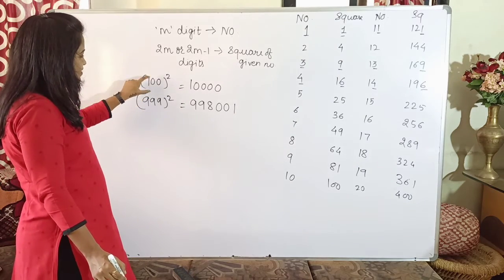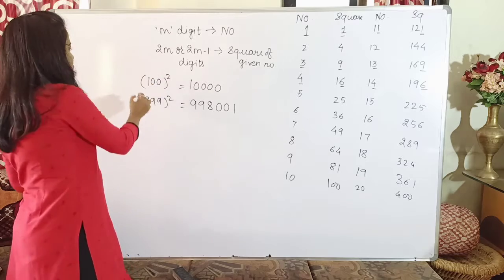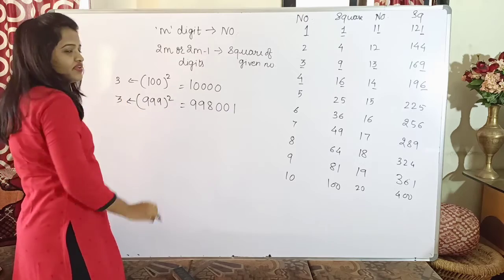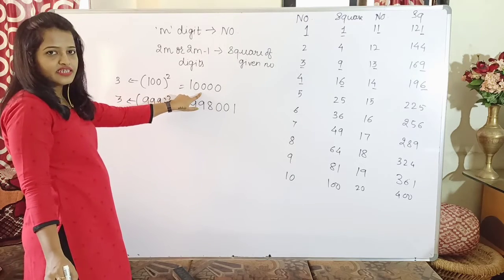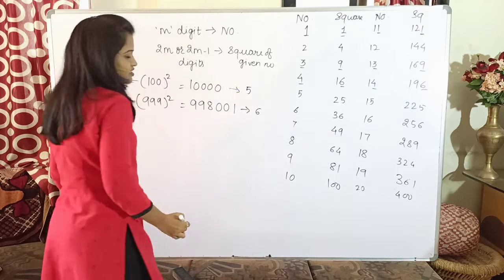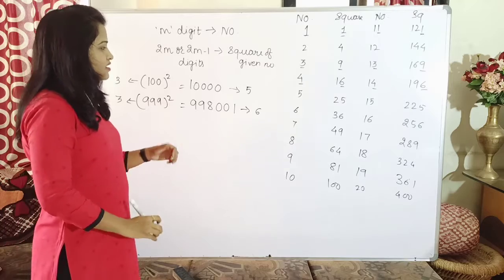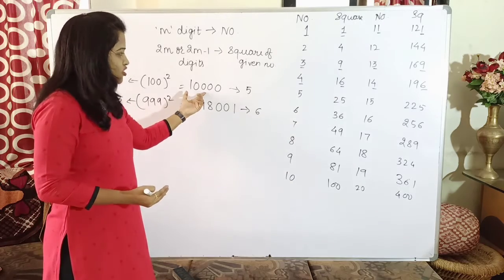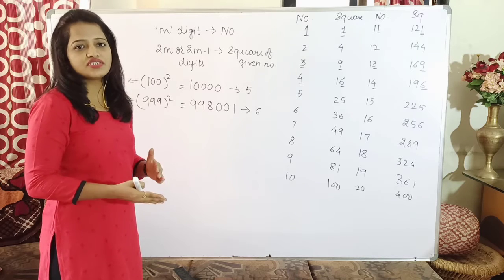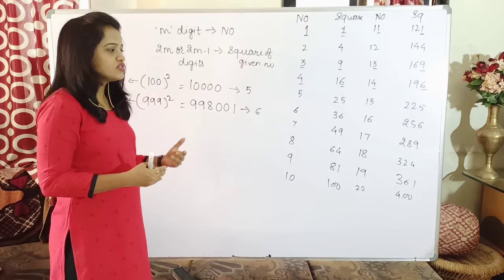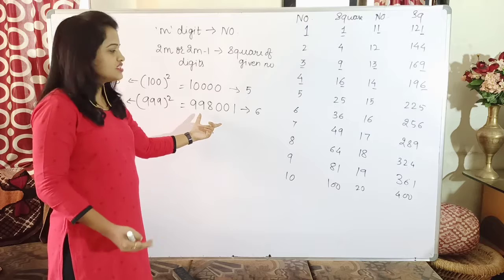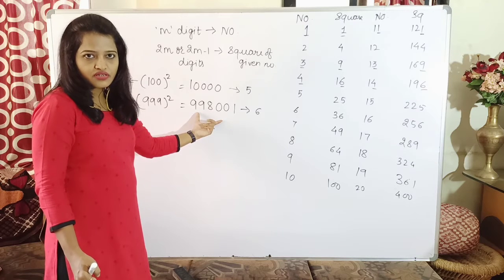Okay, now coming back to our property. How many digits are they having? This is the smallest 3-digit number, so it is having 3 digits, and this is the largest 3-digit number, so it is also having 3 digits. How many digits are there in its square? Here the number of digits is 5, whereas here the number of digits is 6. It means that all the 3-digit numbers, this is the smallest one and this is the largest one, will definitely have either 5 digits or 6 digits. They will not have less than 5 because I have taken the smallest 3-digit number, and they will not have more than 6 because this is the largest 3-digit number, isn't it?